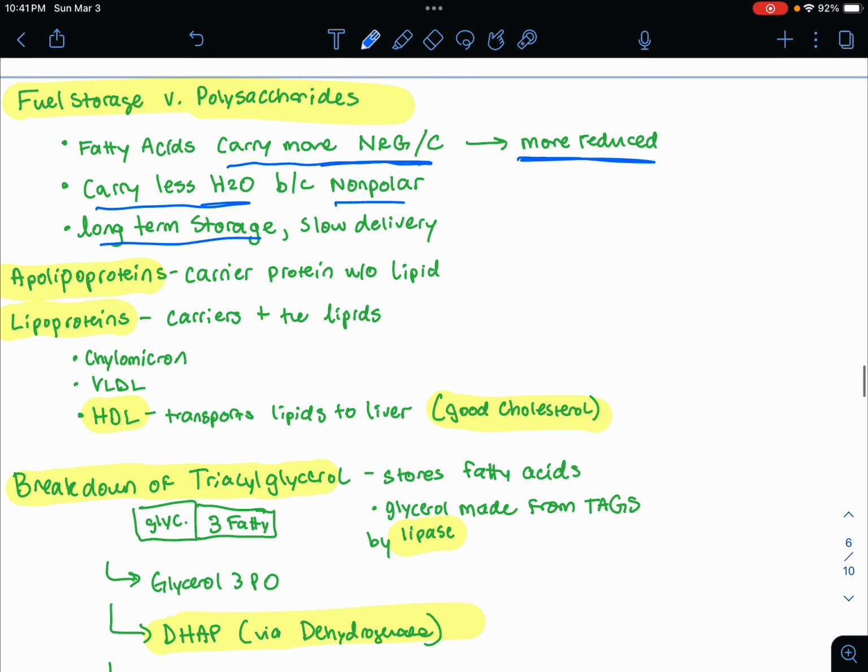We have some other terms here. Apolipoproteins are the carrier protein without the lipid. And then you have lipoproteins, which are the carriers plus the lipids that they carry. There are a few types: chylomicron, VLDL, and HDL, which was the one highlighted in the notes that she wanted us to remember. HDL transports lipids to the liver, and HDL is also known as good cholesterol.